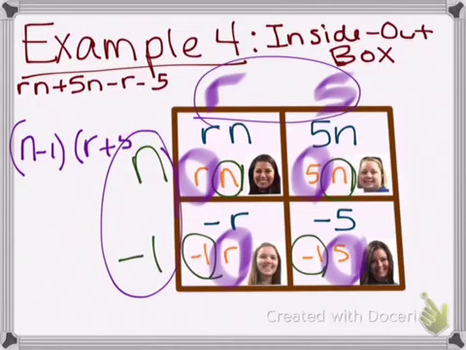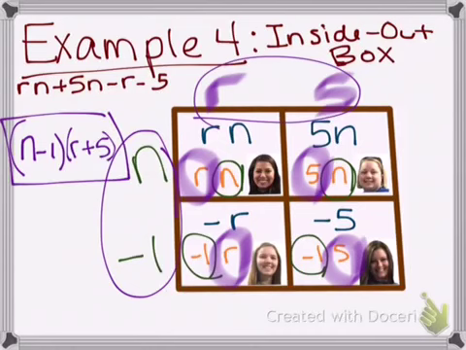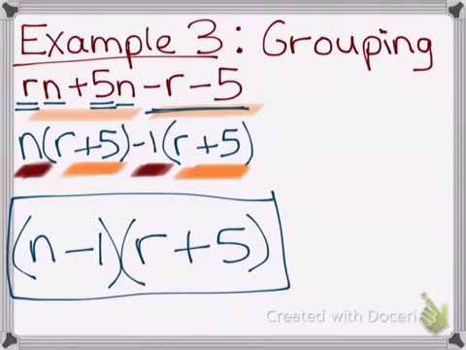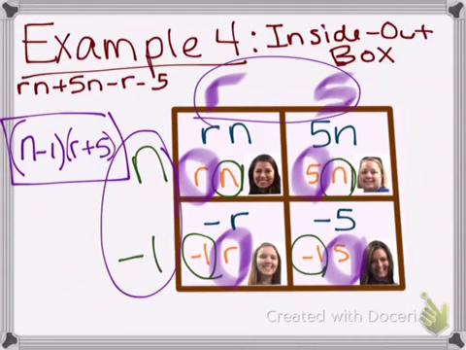That's very difficult to read, isn't it? R plus 5. That's better. Alright, so that's the answer to that one. And is it the same? n minus 1, r plus 5. Very good. N minus 1, r plus 5.